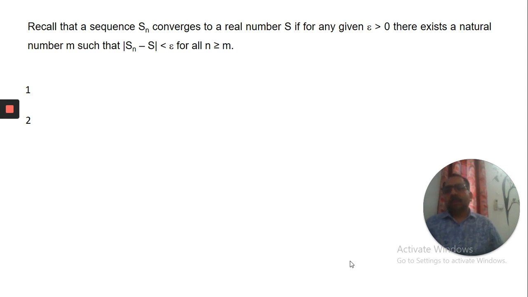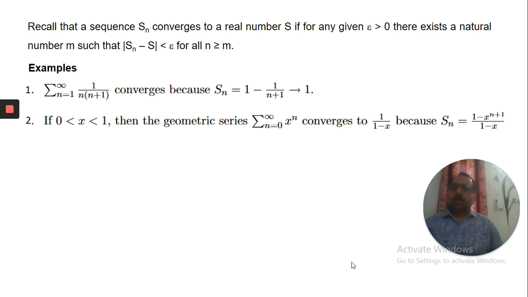So let's see two examples. Summation 1 over n times n plus 1. This is a series. Now first find its nth partial sum S_n. You will notice that the nth partial sum is 1 minus 1 over n plus 1, and take its limit. Its limit is 1. So the sequence of partial sums is convergent, and the sequence converges to 1. Therefore, this series also converges to 1.